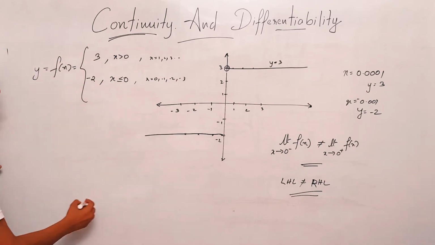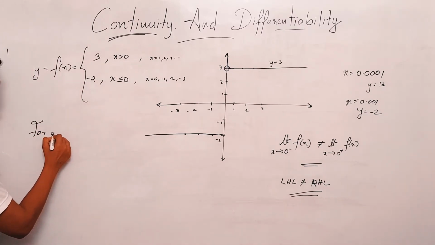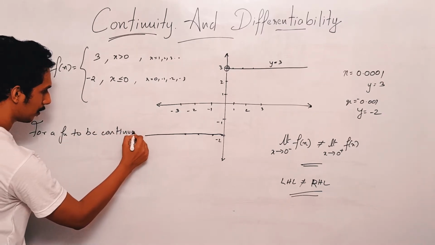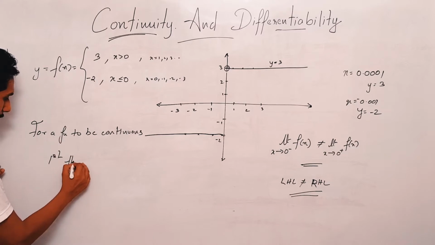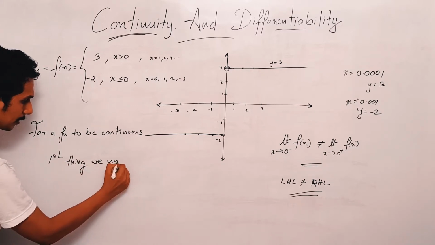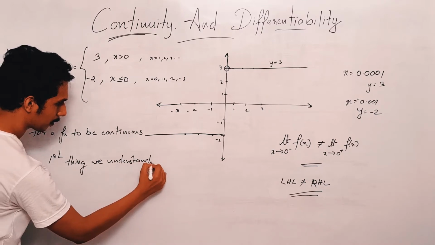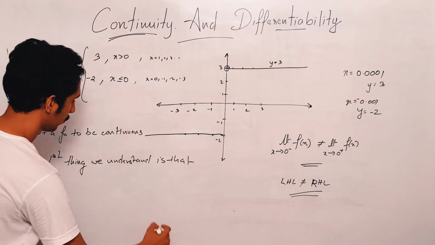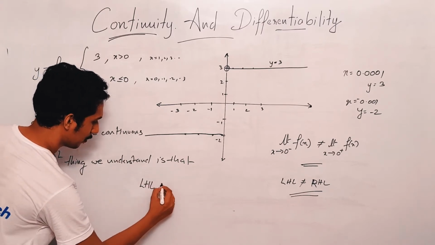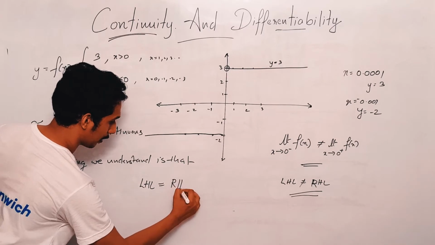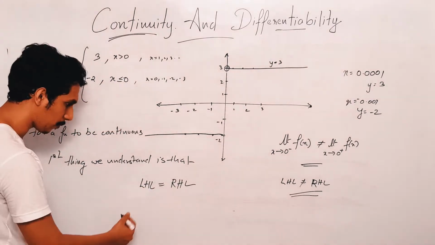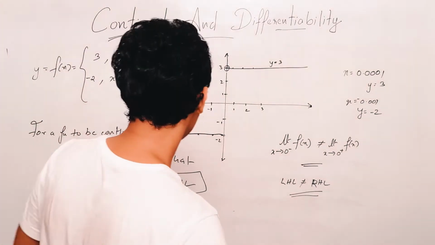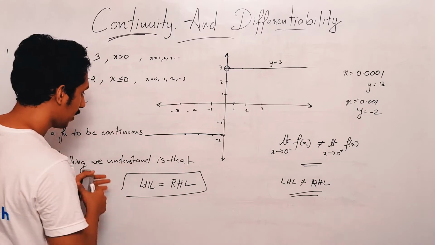So for a function to be continuous, the first thing we understand is that LHL should be equal to RHL. That is the first condition we learned when it comes to continuity. Understood, no? Towards the right and towards the left, it should be same.